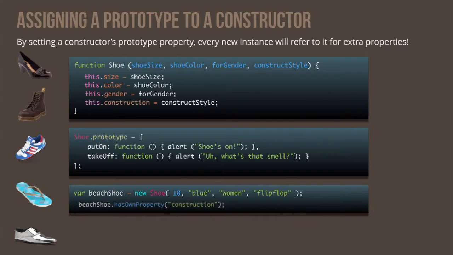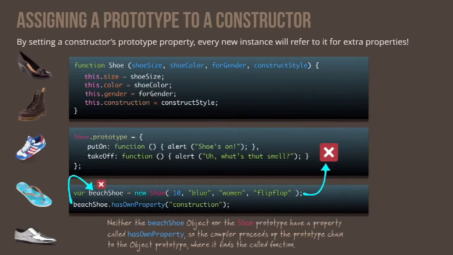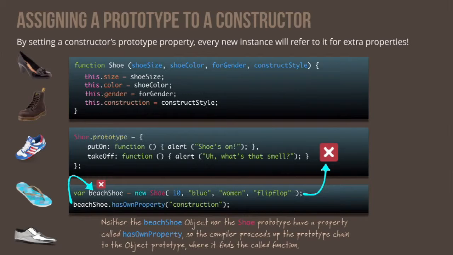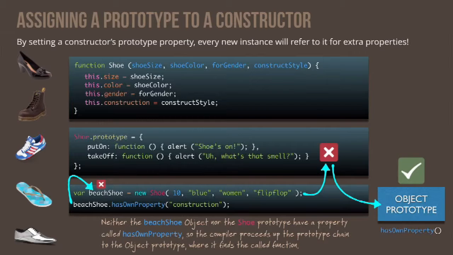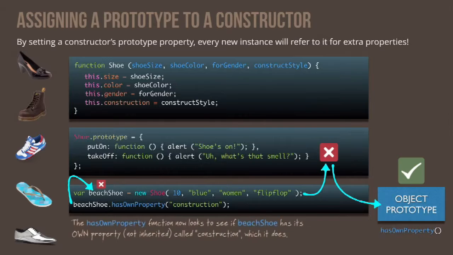If we were to call beachshoe.hasOwnProperty on the string construction, well, neither beachshoe nor the shoe prototype own that property, hasOwnProperty. So what happens is we go up even another step back to the object prototype to find the hasOwnProperty method, and there it is. And the object prototype says, yes, beachshoe, you may use this property. Here you go. But then what happens? The hasOwnProperty function now looks to see if beachshoe itself has the property construction, which it does. And so we get a true value out of that line of code.